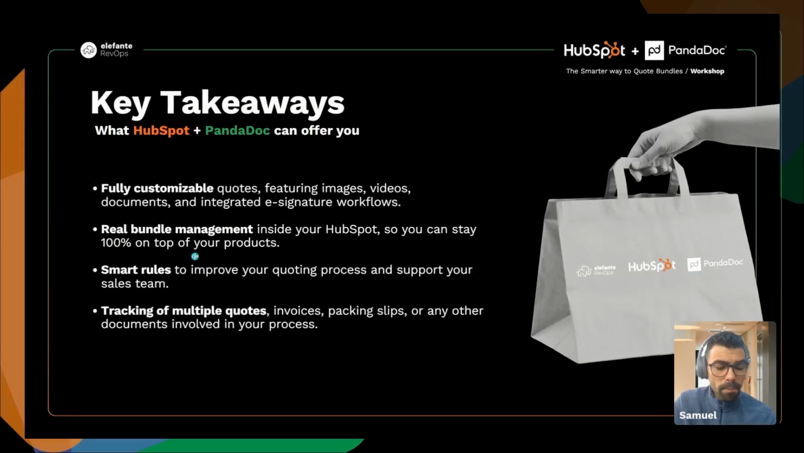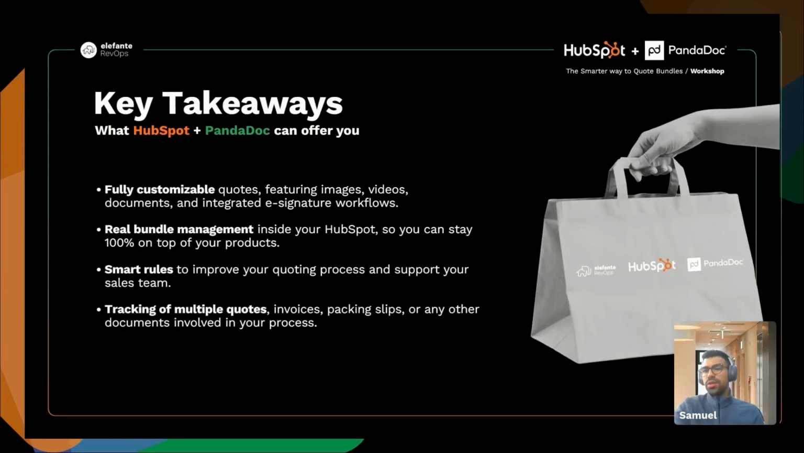Okay, so making a summary, the key takeaways, what HubSpot and PandaDoc can offer. So first thing that PandaDoc can offer you is fully customizable quotes. So you can use images, you can use videos, you can include other types of documents inside your template. So depending on the information that you have on your deal, you can present different documents or different images or different videos, and also, of course, the e-signature workflows.